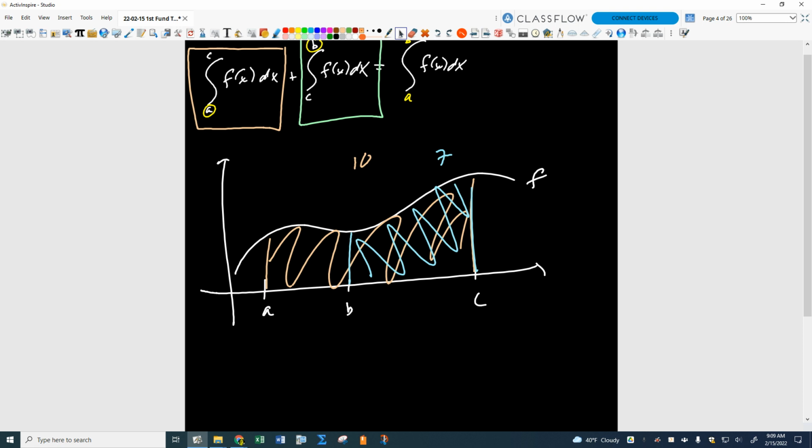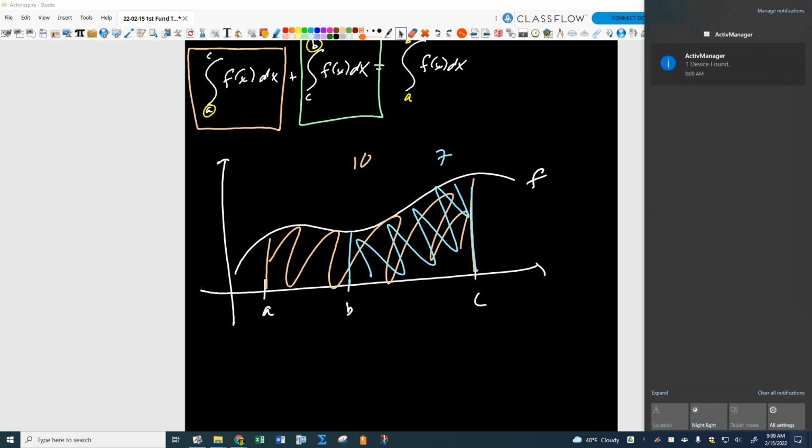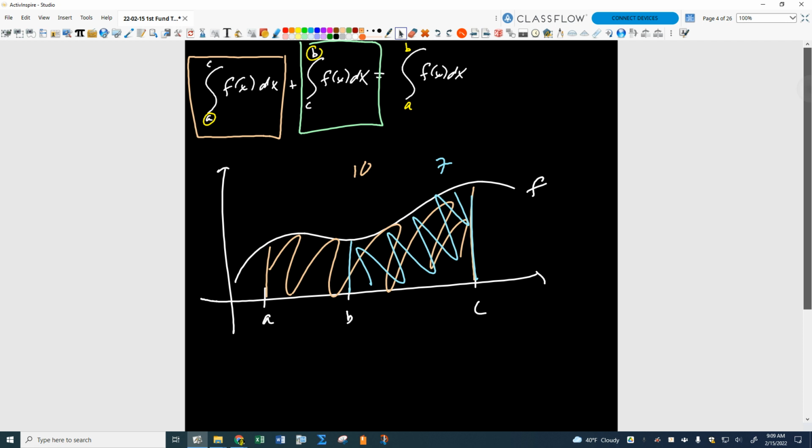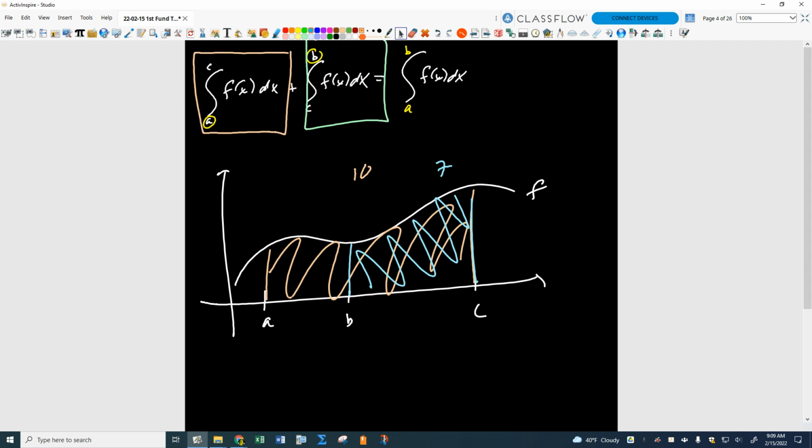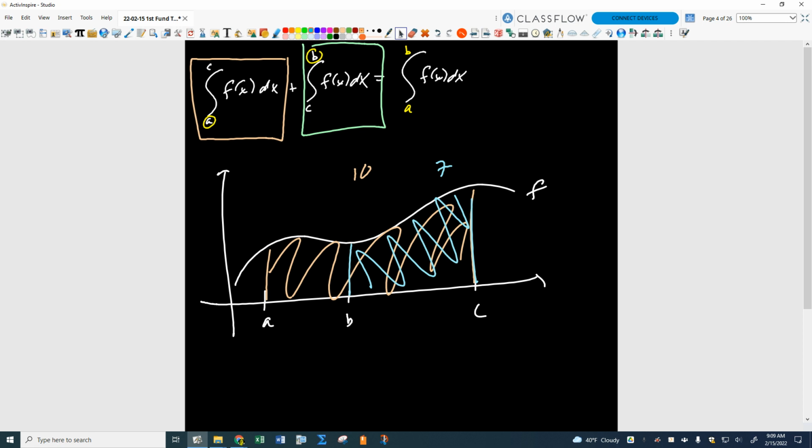So it still works. It always works as long as these numbers match up. As long as these two numbers are the same, it's always going to work. That theorem always holds. Okay?